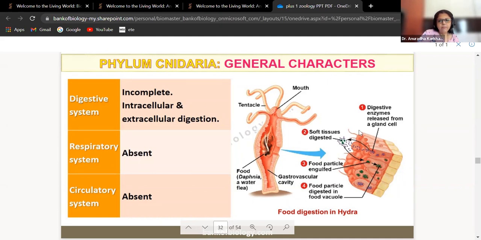Digestion of hydra: digestive enzymes are released from a gland cell. Soft tissues get digested. Food particle gets engulfed. Food particles get digested in the food vacuoles. Here you can see the food has entered inside and the digestion is taking place in the food vacuole. Okay, so this is how the digestion in hydra can be seen.